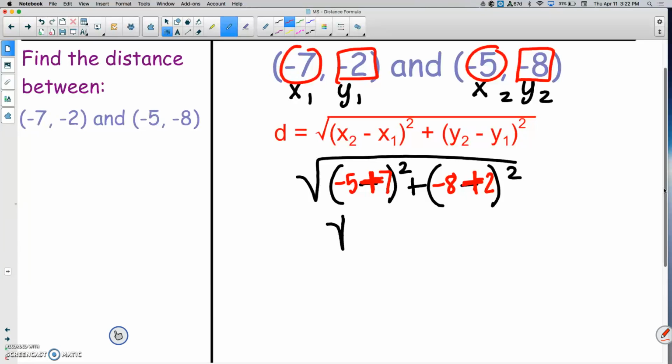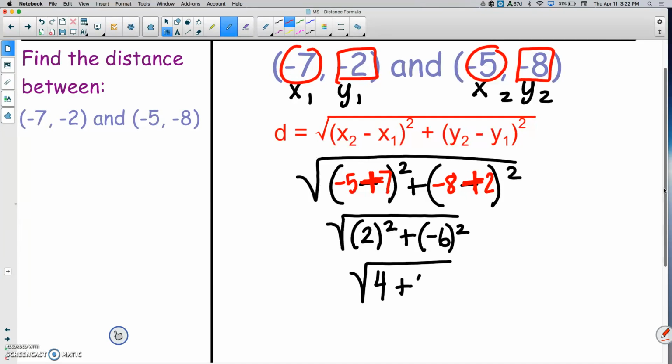So -5 plus 7 is +2 squared, plus -8 plus 2 is -6 squared. So 2 squared is 4, -6 squared is 36. So these add up to 40, and then the square root of 40 is approximately 6.3. Okay, so that's 4 examples of taking the ordered pairs and substituting them into the distance formula.